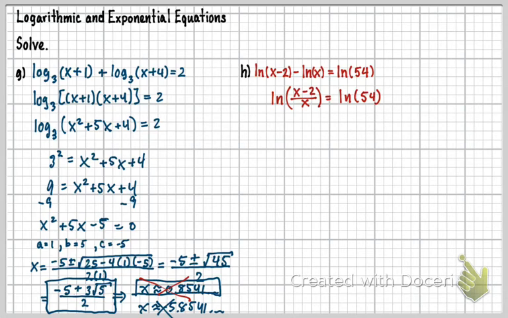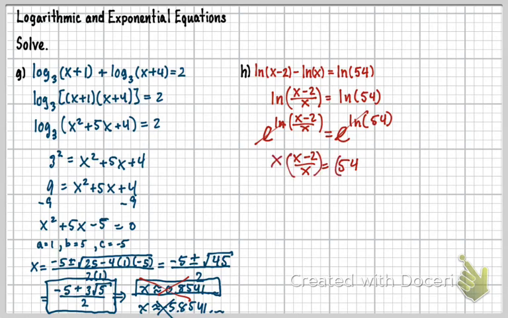So now I can take each side of this and plug it in e to the x. So this is really going to be e to the ln of x minus 2 over x equals e to the ln of 54. So now we can see that those are going to just cancel, and I'm going to get x minus 2 over x equals 54. So I actually have to plug those into the exponential function in order for those to cancel. Okay, so now I multiply both sides by x because now we're in algebra land, and we definitely know algebra.